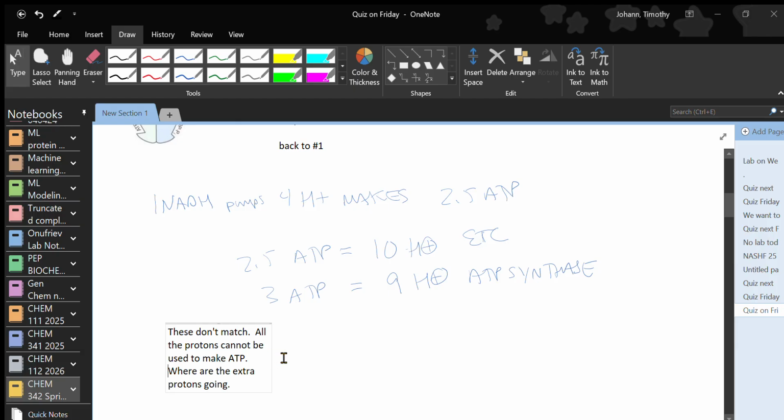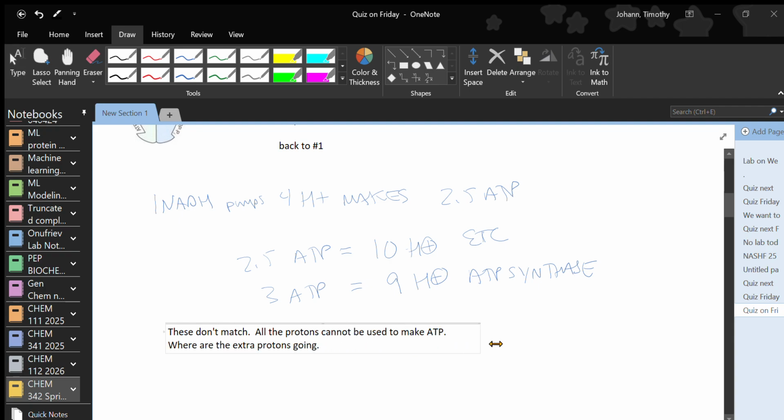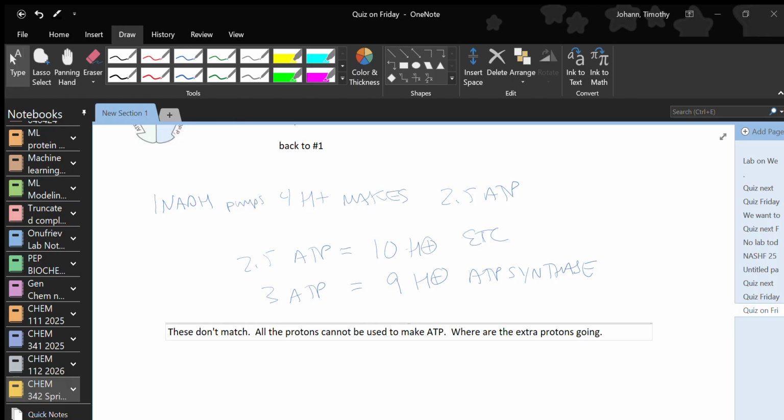Did that answer your question, Lorenzo, or do you want to ask something else? Okay. Do you know where they're going? It's not lost as heat energy, but that's a great guess, right? Where we're actually losing those, and that is a fantastic guess, is they're actually going to be used for secondary active transport. Okay.